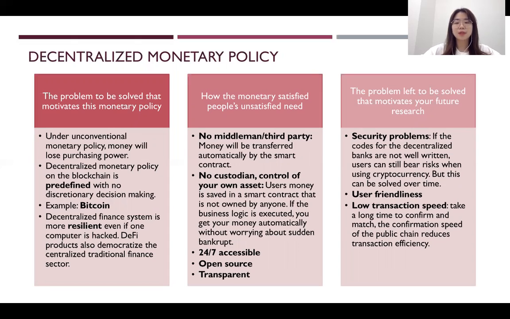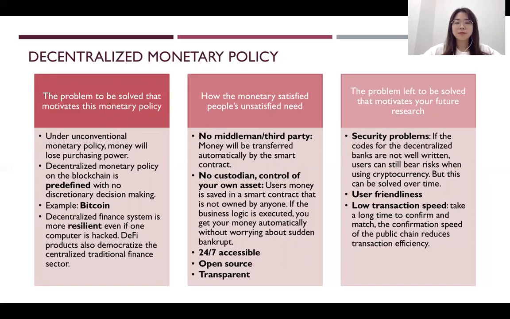But decentralized monetary policy on the blockchain is predefined with no discretionary decision making. For example, Bitcoin's rigid monetary policy is predefined and written in code, and no one can change that. Therefore, it can be considered digital gold because of its fixed supply. Additionally, compared with centralized finance, the decentralized system is more resilient even if one computer is hacked. How does this satisfy the need?